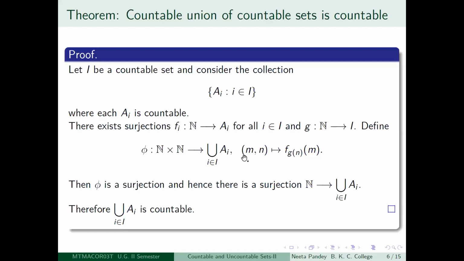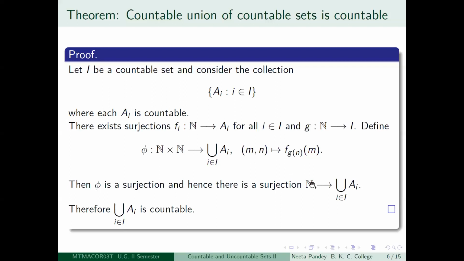So therefore you have got a little n from here, so that Gn is equal to i, and then you have got a little m here such that fi of m is equal to a. So what have you got? That (m, n) is mapping to f_{Gn}(m), which is equal to fi of m, which is equal to a. So take any element from here, you are able to get at least one element (m, n) in N cross N, so that phi of (m, n) would be equal to little a. So the pre-image of any element of the union of Ai is non-empty, so that means that phi is a surjection. So you have got a surjection from N cross N to the union of Ai, and N cross N is countably infinite.